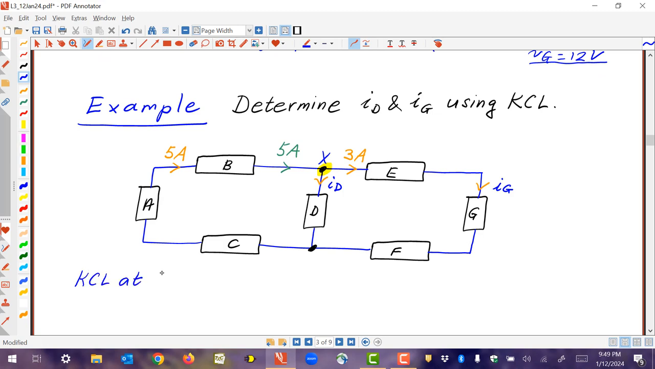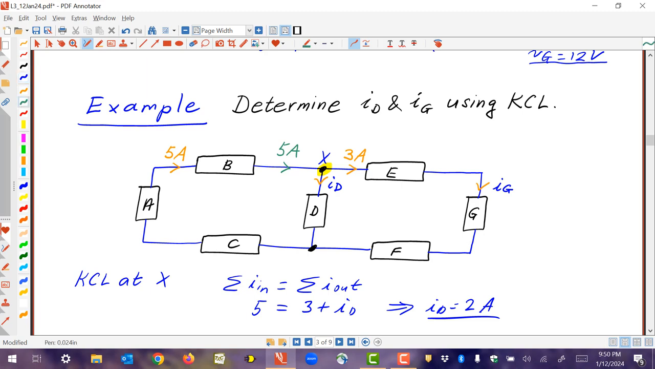KCL at X: the sum of the currents in is equal to the sum of the currents out. What's coming in? 5 is coming in. What's going out? 3 plus ID. Solve for ID, ID is equal to 2 amps, which is what I just said. So that's pretty simple. How about IG? Well, if you look at element E, 3 amps is coming in through the left, and current doesn't change as it flows through the element. Voltage will drop, but the current doesn't change.